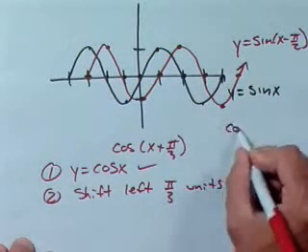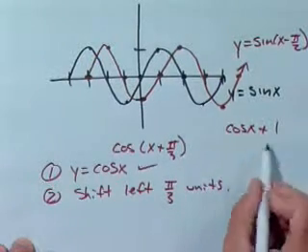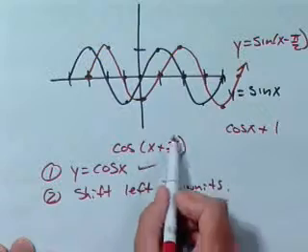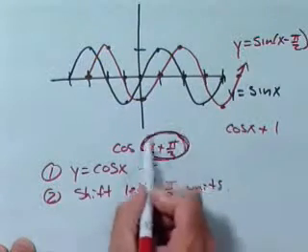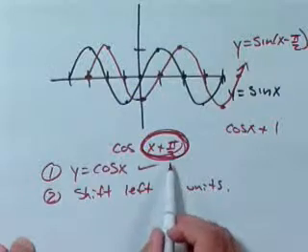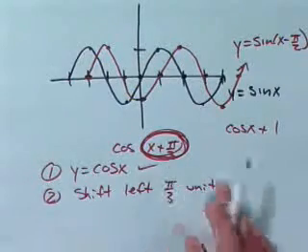Okay? So we want to start recognizing. Remember, if we had something like this, that's going to be a vertical shift. Something like this, where we're putting things inside the cosine function, those are going to be phase shifts or horizontal shifts. So practice on your homework.